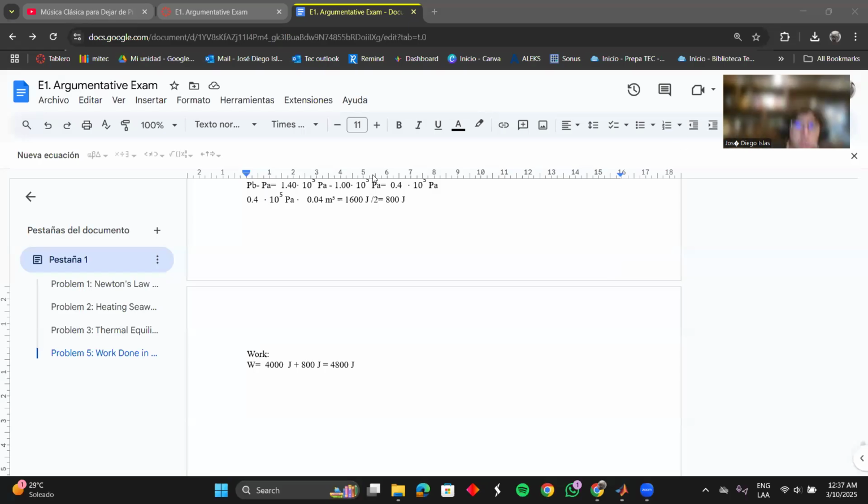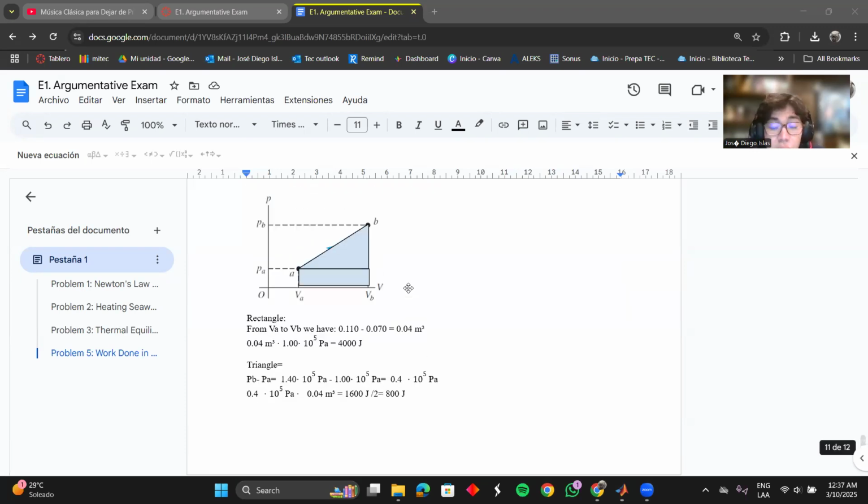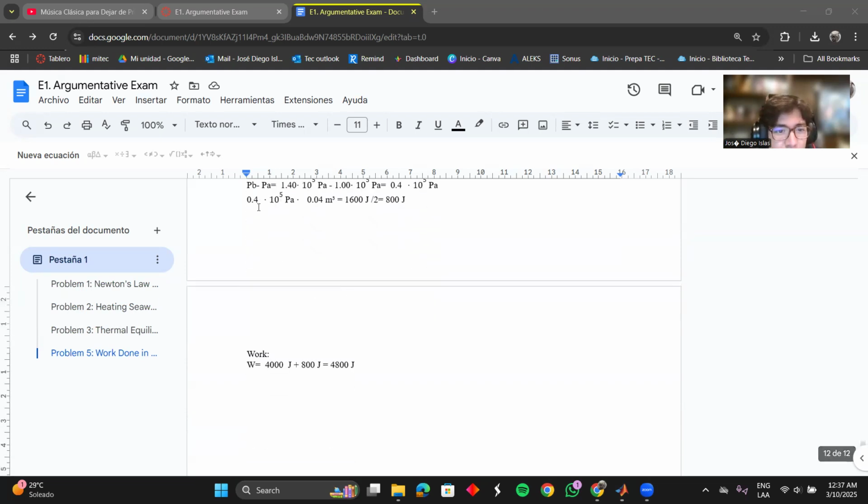So yeah, like I said, you need to find the area of this triangle, which is this times this divided by 2, obviously. We get 800 joules. We just sum it simply, and we get 4,800 joules, which I always knew.